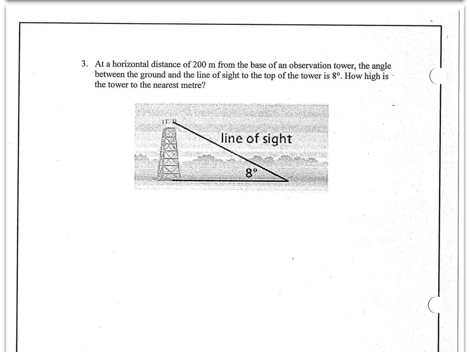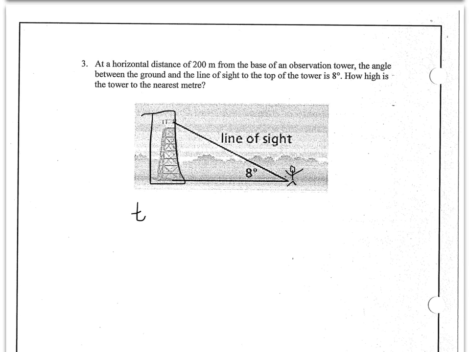All right, example number 3. At a horizontal distance of 200 meters from the base of an observation tower, so this is our tower right here in our diagram. The angle between the ground and the line of sight, so line of sight is our hypotenuse on this angle. Imagine you are a person standing right here. This is what you would look at, your angle to looking at the very top of this observation tower. So the angle between the ground and the line of sight to the top of the tower is 8 degrees. How high is the tower to the nearest meter?